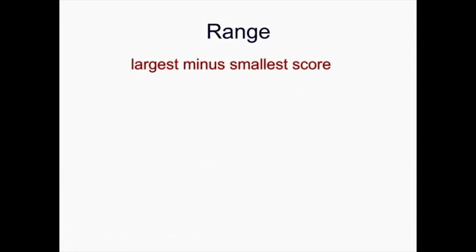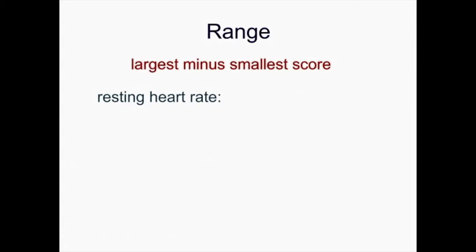The range represents the largest score in a dataset minus the smallest score. It is a very simple measure that provides a quick idea of how spread out your data are, but it is also very limited in that it ignores all but the 2 outermost values.